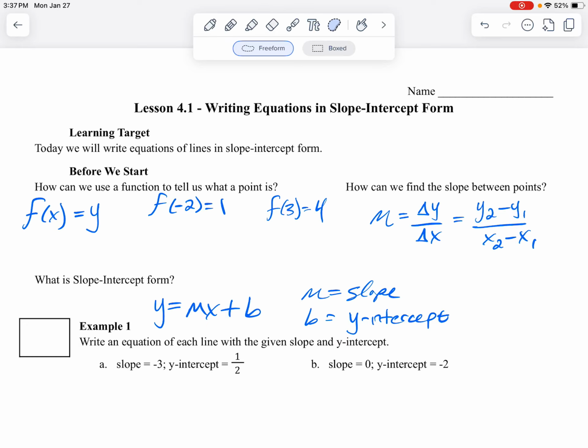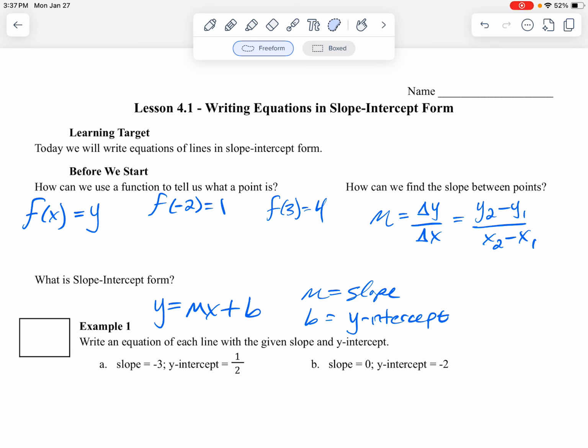It's our video for lesson 4.1. So lesson 4.1 is really doing the same things that we've already been doing. We're just going in a different order. We've already taken equations and then from that graphed those equations, found slope, and found the y-intercept, and now we're just reversing it.